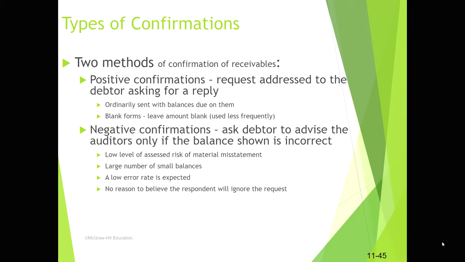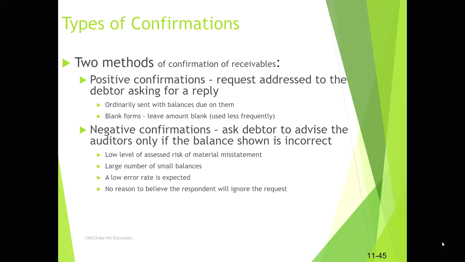With negative confirmations, we're basically saying, just let us know if you think this is incorrect. The problem with that is you're making an assumption that if they don't reply, it's because they agree with the balance. But that's only one possibility, right? The other possibility is that they just didn't bother returning it. And so it could still be wrong, you just don't know. And so that one is not used as often.